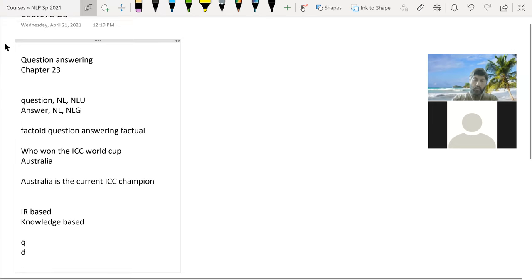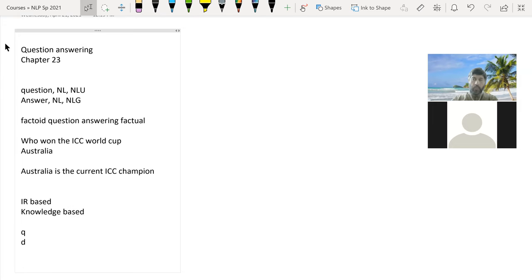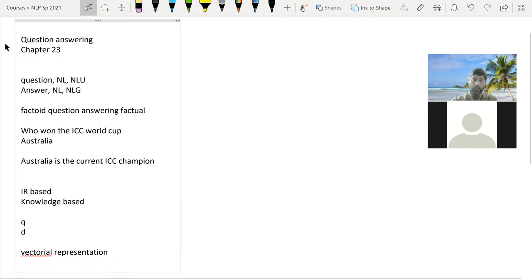Okay. So in order to process both of these, of course, the query is a sequence of words, and the document is a sequence of words. So you need to have proper representation. The traditional representation was the vectorial, or this is the most common representation. The traditional one was sparse, which was bag of words using a weighting scheme like TF-IDF. Okay. So you represented Q as a vector, and you represented D as a vector.